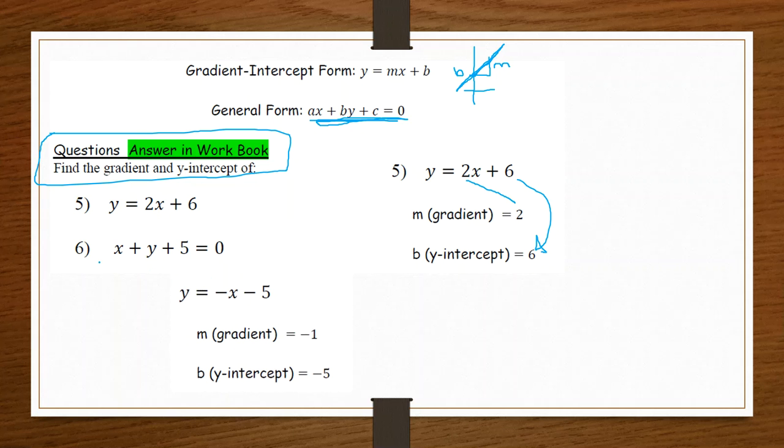So hopefully you took away x from both sides, and then took away 5 from both sides, giving you y equals minus x minus 5. Remember, this means minus 1. So that's where minus 1 comes from for the gradient. It's the coefficient of x. And the minus 5 is the y-intercept.